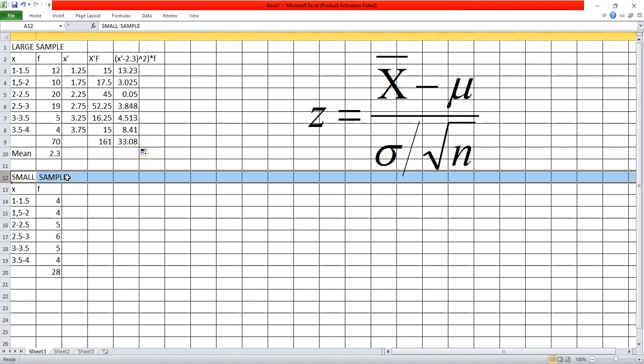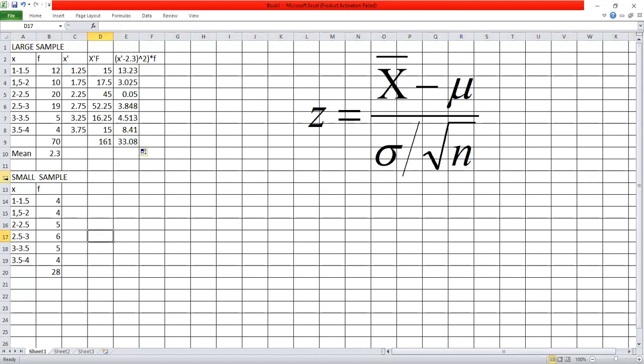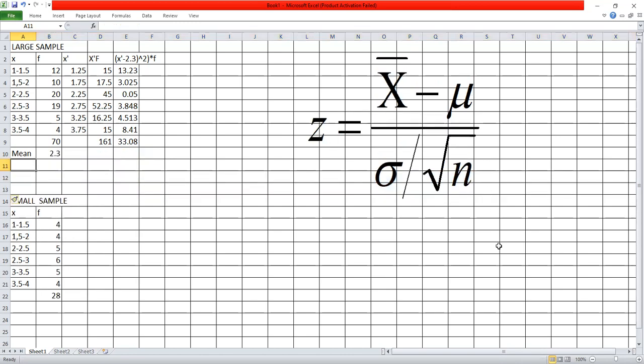I get 33.08 as the sum of the squared deviation. Then I get the variance. The variance, again, you write there sigma squared. But we just write variance of x.